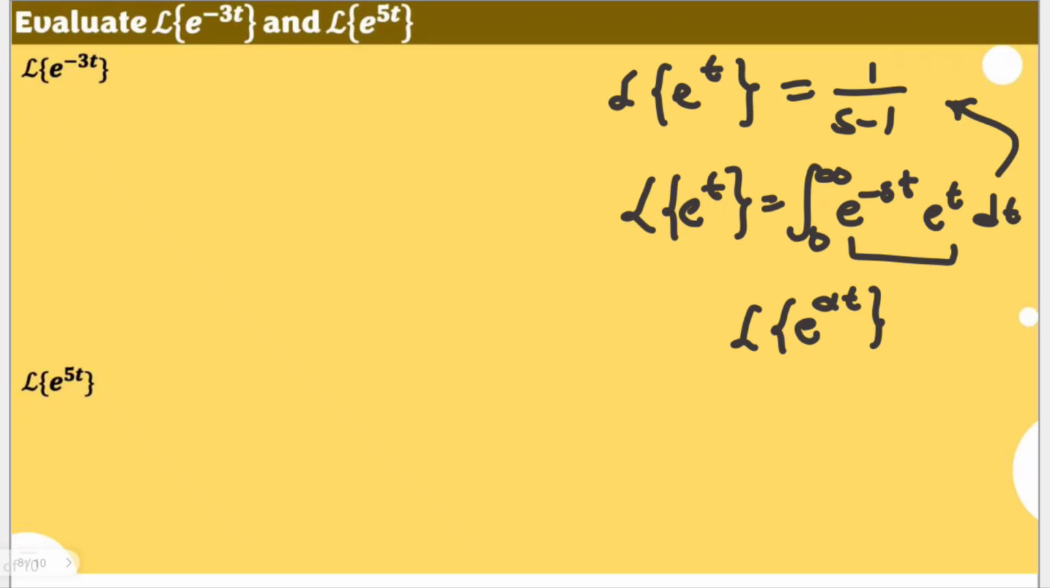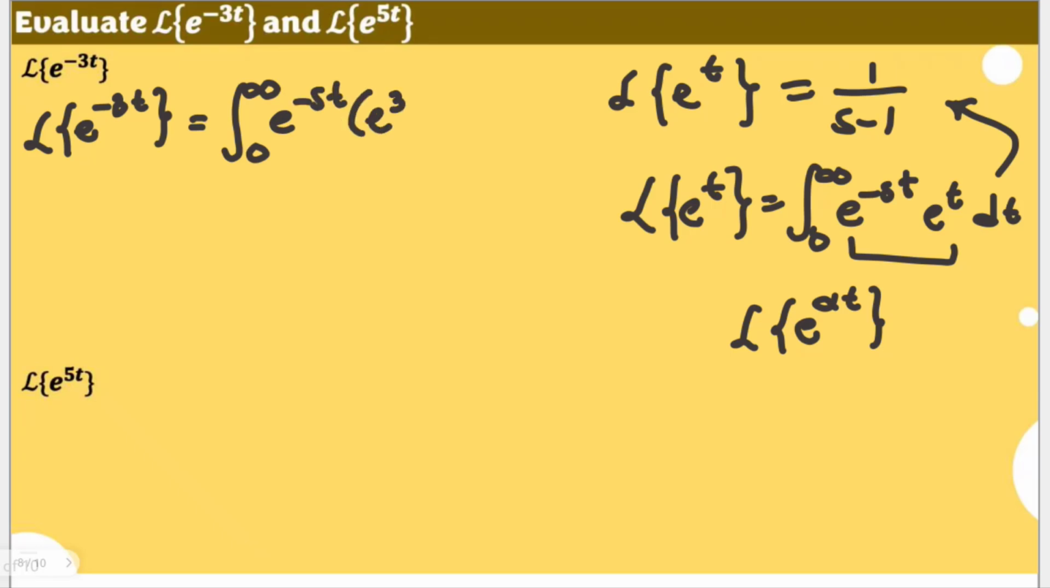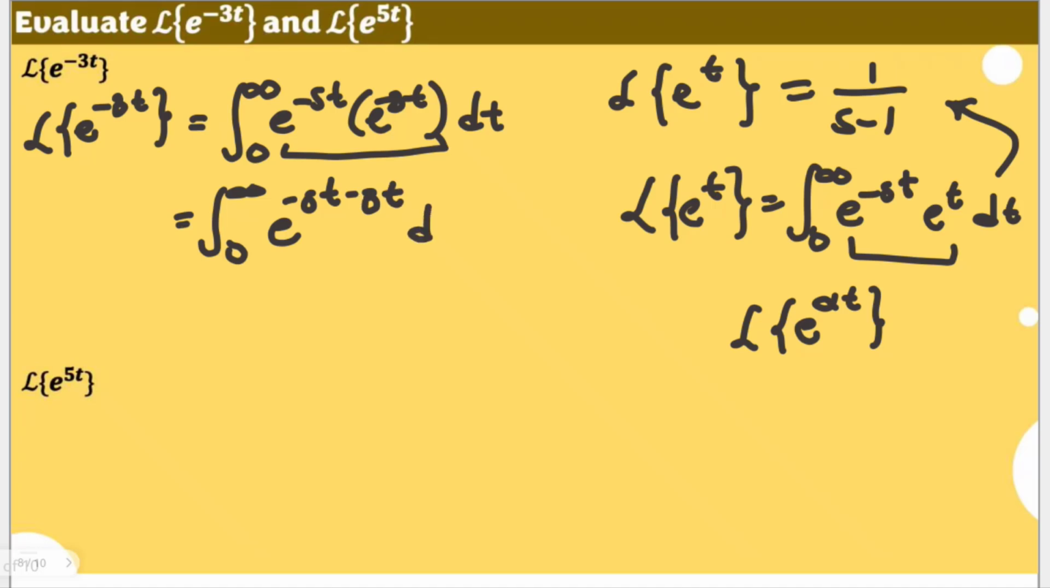Let's look at the Laplace transform of e to the power of negative 3t. Following the formula here, this is equal to the integral from 0 to infinity of e to the power of negative st times e to the power of negative 3t, dt. The same thing, we can combine this. Using the laws of exponents, the integral from 0 to infinity of e to the power of negative st minus 3t dt.